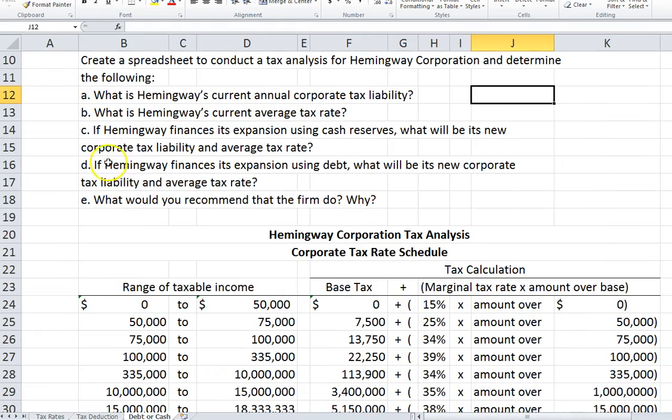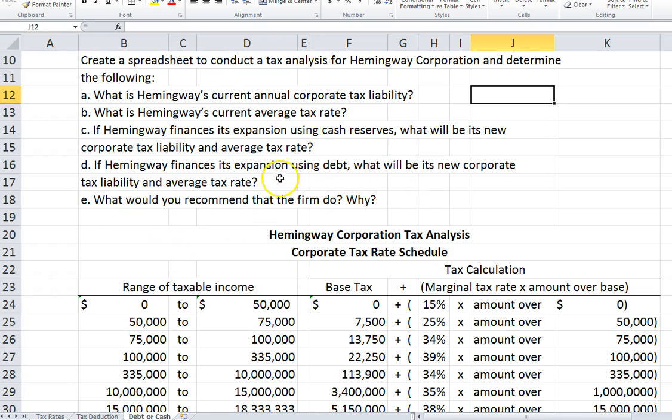Okay. So what is the current annual corporate tax liability? B, what is the current average tax rate? C, if Hemingway finances its expansion using cash reserves, what's the new corporate tax liability and average tax rate? D, if Hemingway finances its expansion using debt, what is its new corporate tax liability and the average tax rate? And E, what would you recommend?